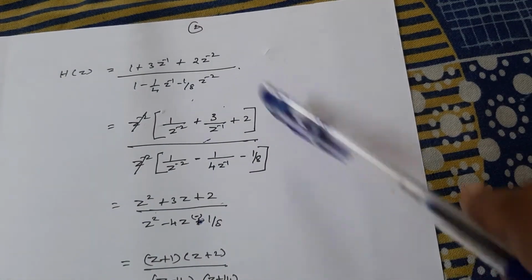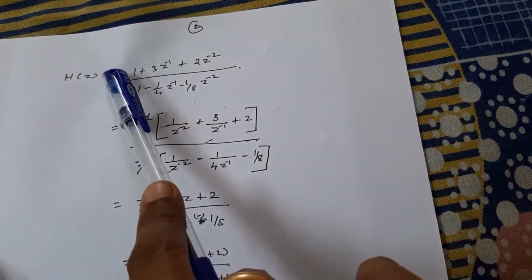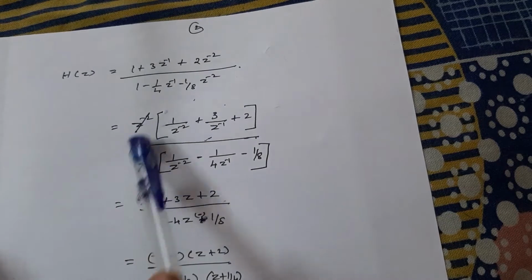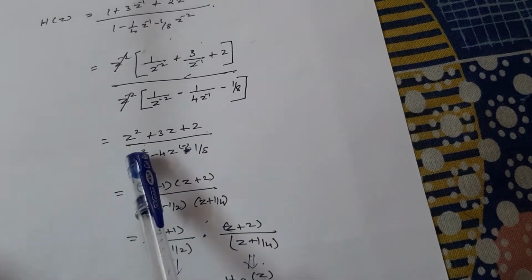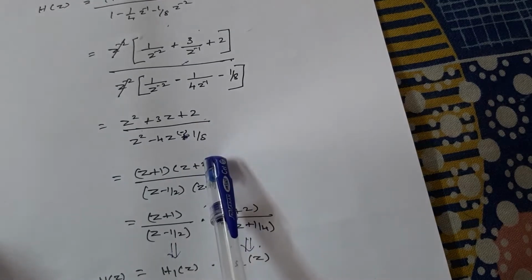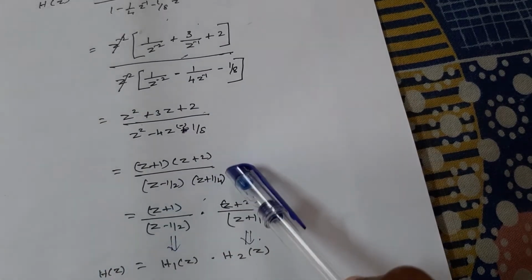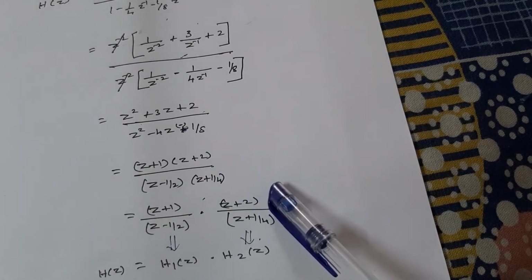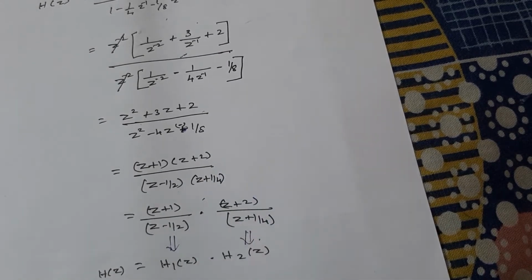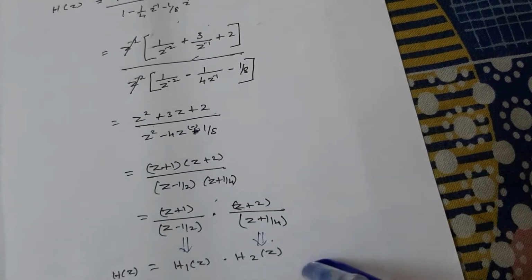Okay. So now rewrite this equation. So from this take Z power minus 2 common. Here also Z power minus 2. So by solving this we will get Z squared plus 3Z plus 2. Here Z squared minus 4Z minus 1 by 8. Okay. So after factorizing it we will get Z plus 1, Z plus 2. Here Z minus 1 by 2, Z plus 1 by 4. So now we need h1 of Z into h2 of Z. So take this term as h1 of Z and this term as h2 of Z.